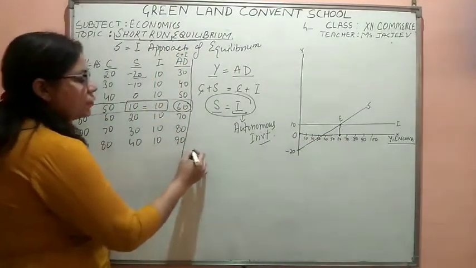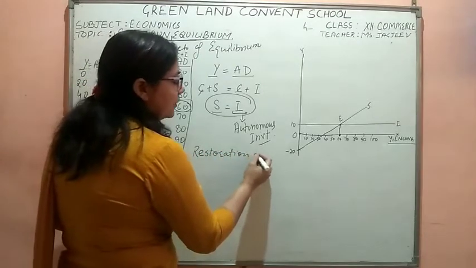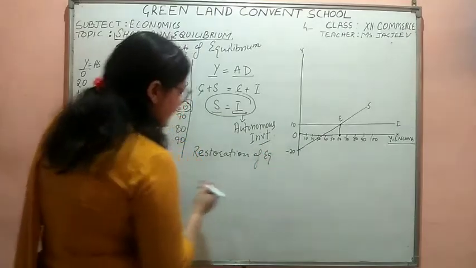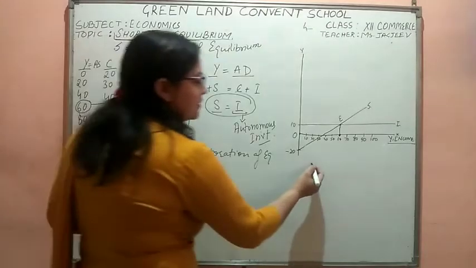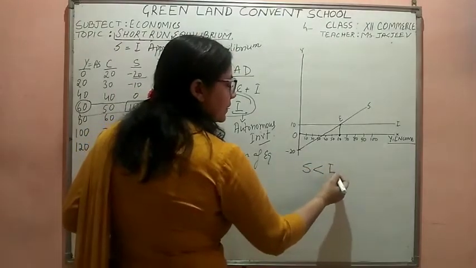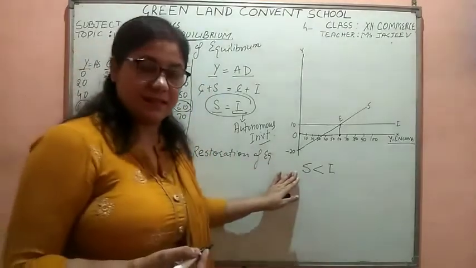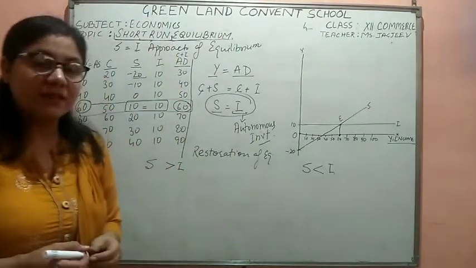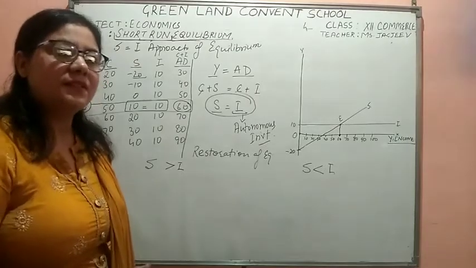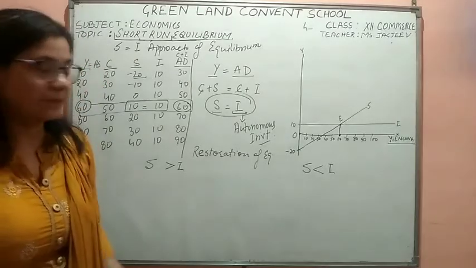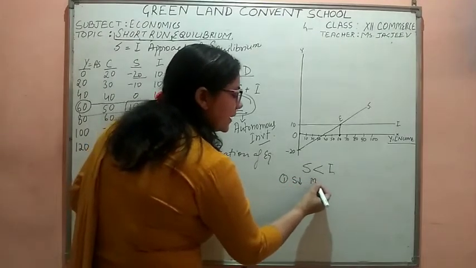Now the restoration of equilibrium. It is also here if we say savings are more than investment or savings are less than investment, then how will the economy again restore the equilibrium? Suppose savings are less. It means that people are spending more. Less saving means that expenditure is more in the economy.